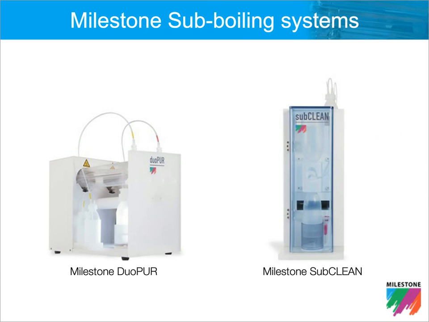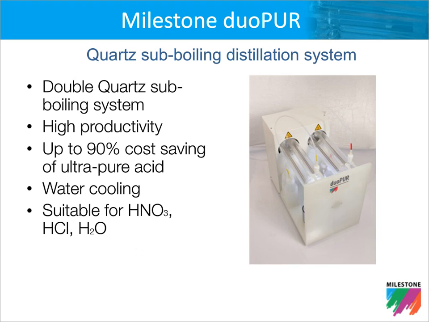Milestone has two sub-boiling distillation systems available. One is called the Milestone duoPUR, and the other is the Milestone SubClean. The duoPUR is a double quartz sub-boiling distillation system. Quartz is an excellent material in general for doing trace metals analysis, as it has very low trace metal contaminants. But for distillation, quartz is an excellent material to use because it will actually get cleaner over time.